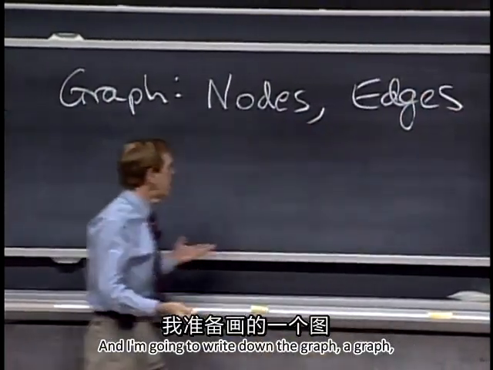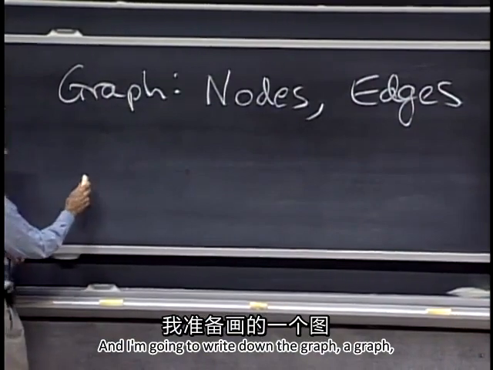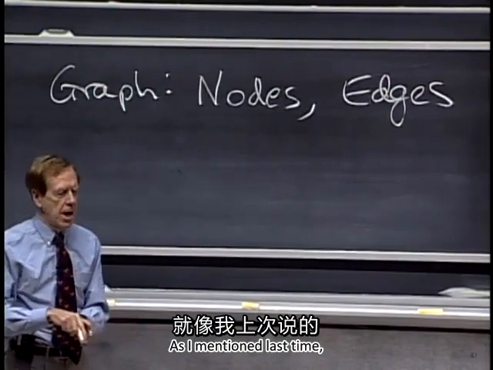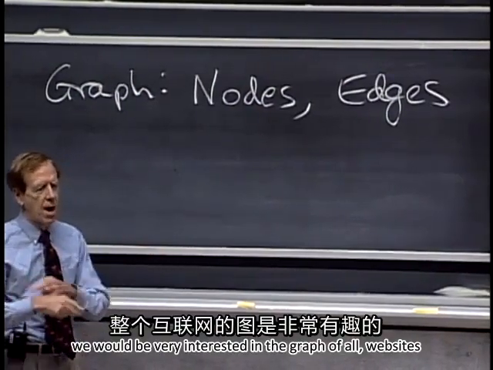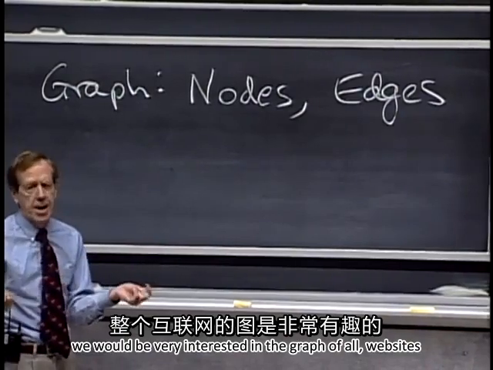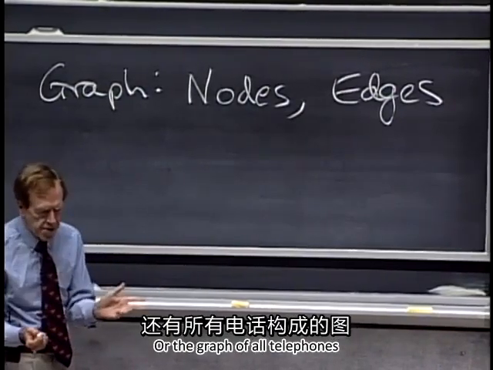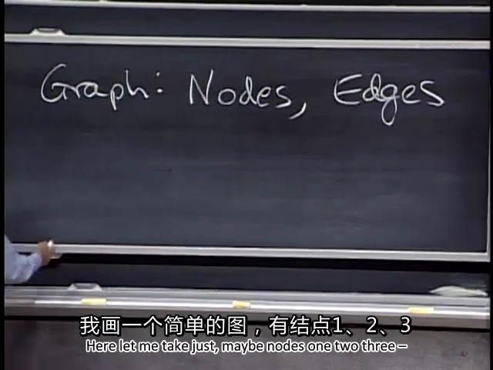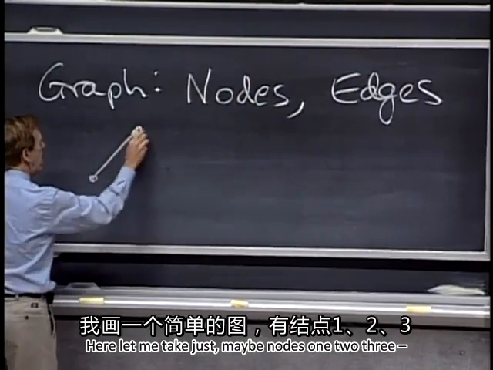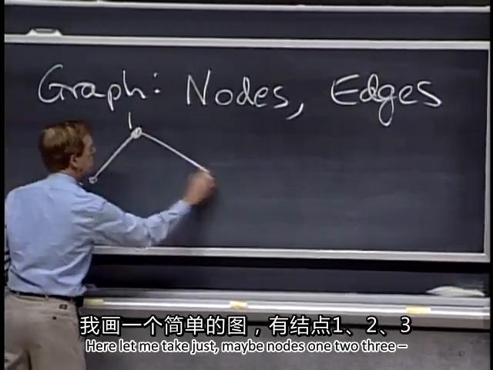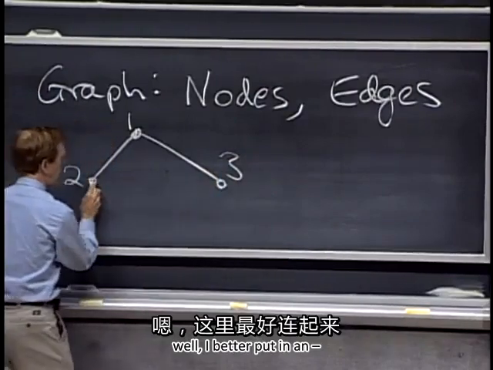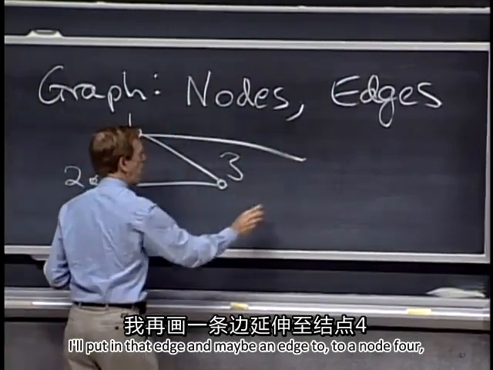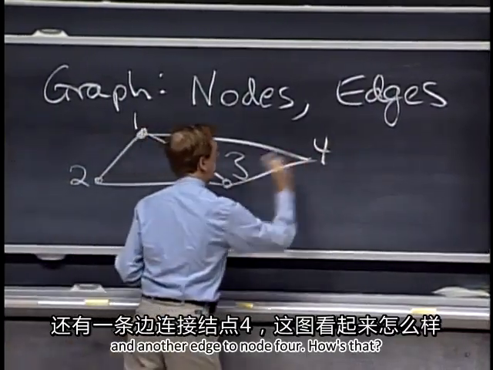Okay, I'm going to write down a graph, so I'm just creating a small graph here. As I mentioned last time, we would be very interested in the graph of all websites, or the graph of all telephones, or the graph of all people in the world. Here, let me take just maybe nodes 1, 2, 3. Well, I'll put in that edge, and maybe an edge to a node 4 and another edge to node 4. How's that?